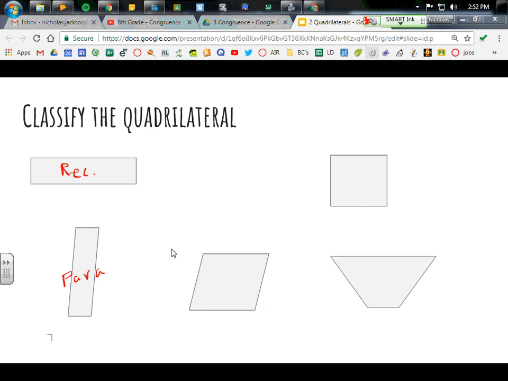This quadrilateral down here has a pair of parallel sides and another pair of parallel sides. Its opposite sides are congruent, but its angles are not 90-degree angles. That makes this a parallelogram. This shape right here has a pair of parallel sides, another pair of parallel sides, and all four of the sides are congruent. That makes it a rhombus.